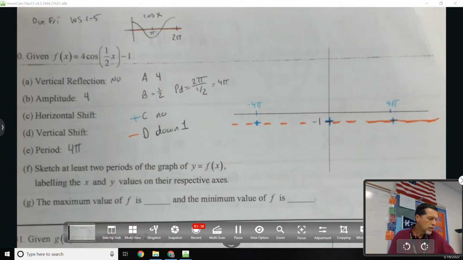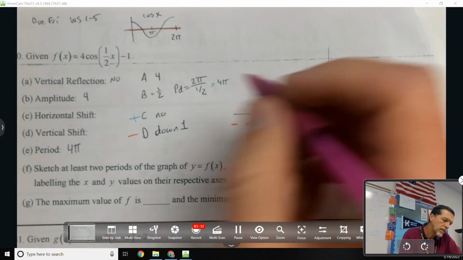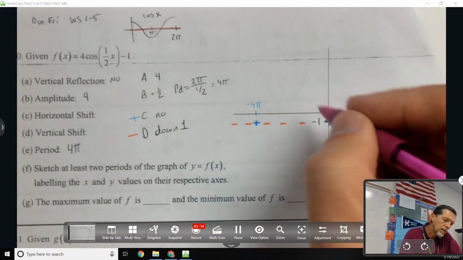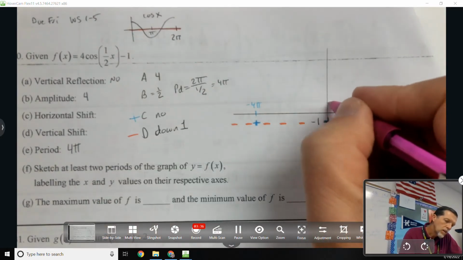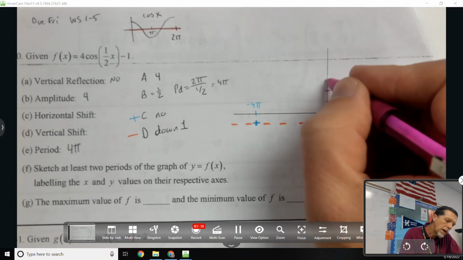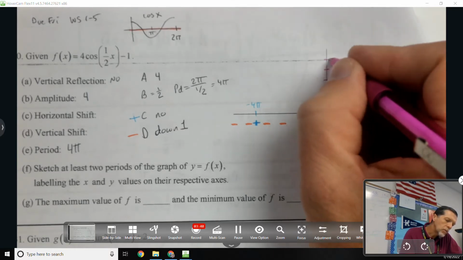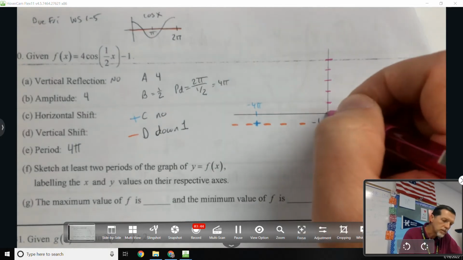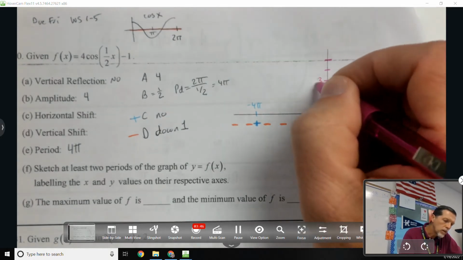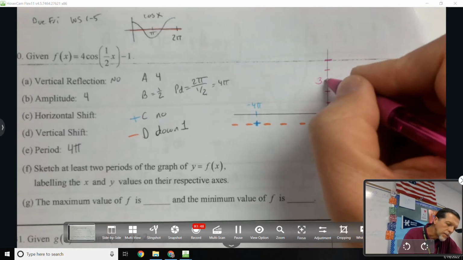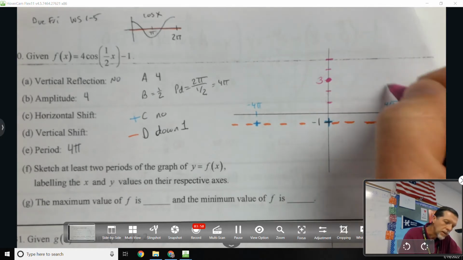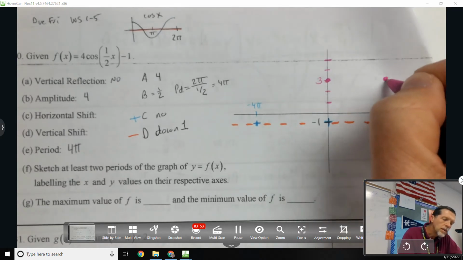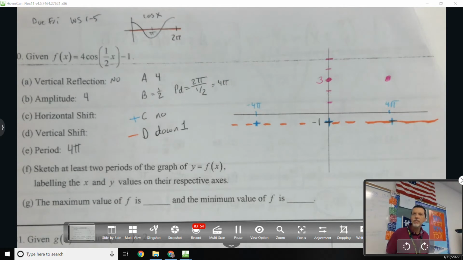Okay, so normally we start at a max. Cosine starts at a max. Where will my max be for this problem? 3, because I'm going to go 4 up from -1. 1, 2, 3, 4. And that'll be my starting point. And my ending point, because every beginning is the ending, and every ending is a beginning. It's where it starts over.